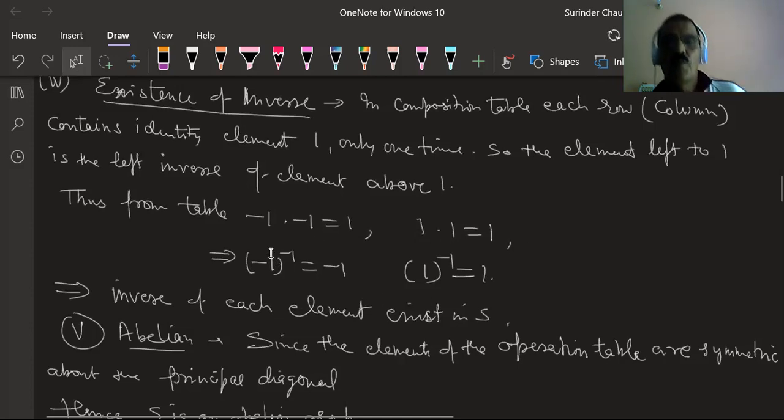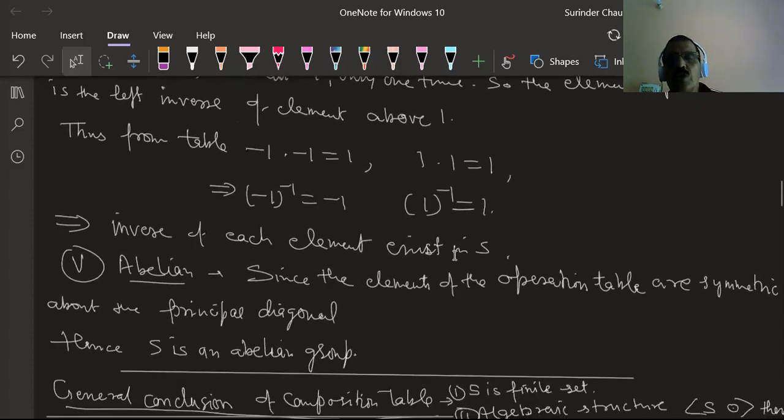So a into b is equal to 1 and b into a is equal to 1. So the inverse of minus 1 is minus 1, and the inverse of 1 is 1. The inverse of each element, minus 1 and 1, also belongs to S. So the inverse of every element of this finite set consisting of minus 1 and 1 is also an element of S. Therefore, an inverse element exists for each element.